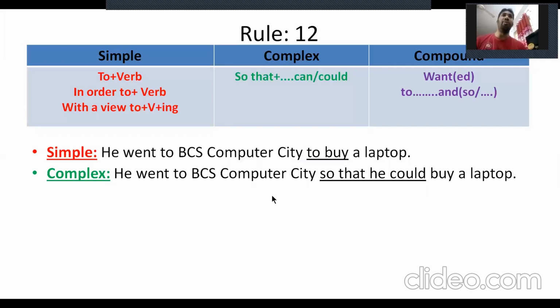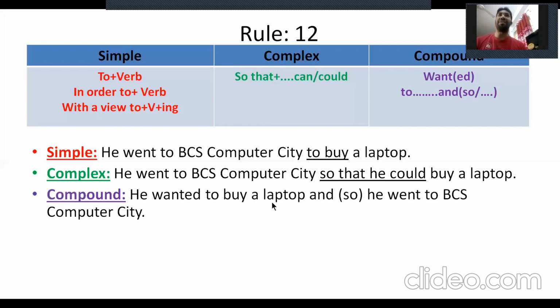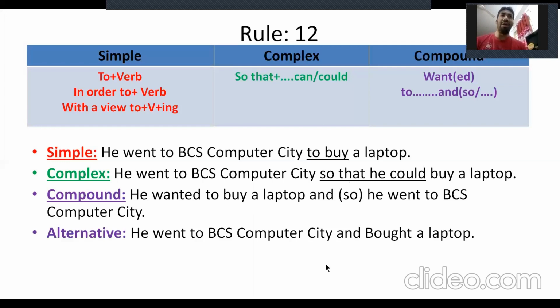There is another way, where you need to use one, two, dot, dot, dot, and to have the meaning of the sentence fully expressed. So in that way, the compound would be: he wanted to buy a laptop, and so he went to business computer city. In this one, the meaning is fully expressed. So you can use either this one or the alternative one to make the sentence compound. Both are equally correct.